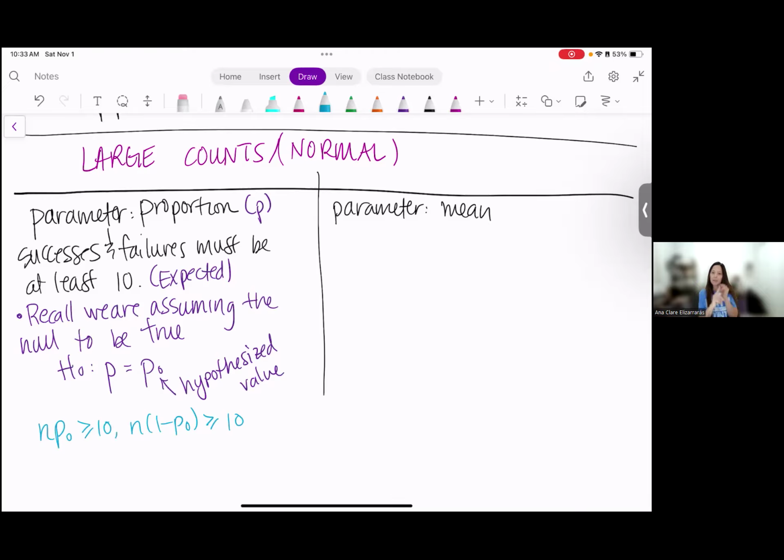What is that? Sample size times the hypothesized proportion and sample size times 1 minus the hypothesized proportion.